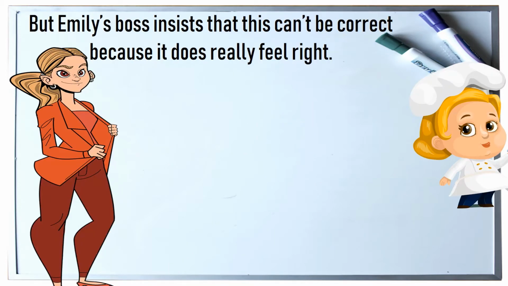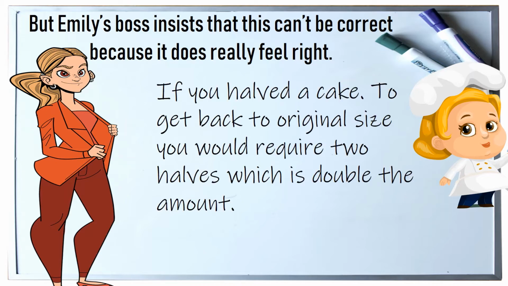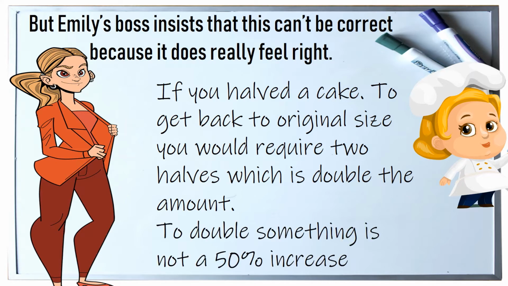Emily's boss insists that it can't be correct because it just doesn't feel right. And this sometimes happens in mathematics, but there is a good explanation. If you halved a cake, to get back to the original size you would require 2 halves, which is double the amount. To double something is not a 50% increase, it is in fact a 100% increase.